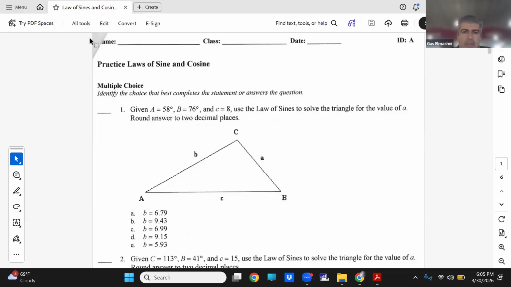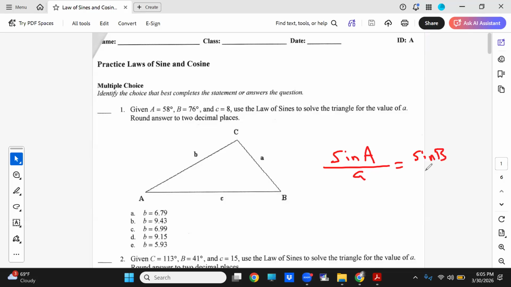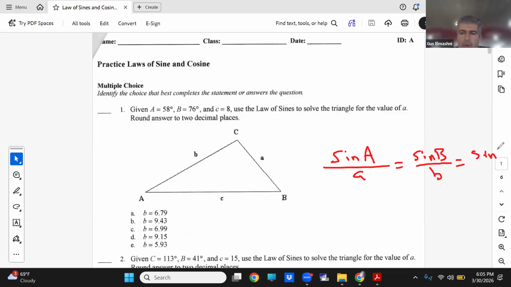Okay, so the law of sines is set up like this. You have three fractions that are all equivalent. The sine of angle A divided by little a, which is the side opposite angle A, that ratio is the same as sine capital B over little b, sine capital C over little c.